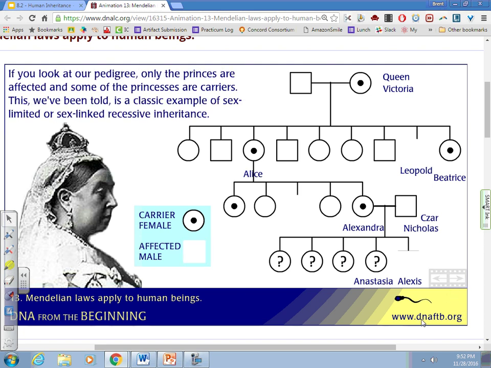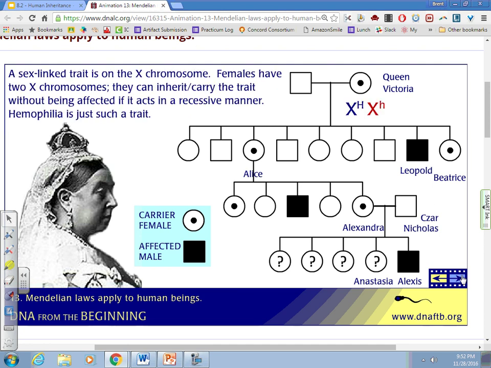If you look at our pedigree, only the princes are affected, and some of the princesses are carriers. This, we've been told, is a classic example of sex-limited or sex-linked recessive inheritance. A sex-linked trait is on the X chromosome. Females have 2 X chromosomes. They can inherit or carry the trait without being affected if it acts in a recessive manner. Hemophilia is such a trait.